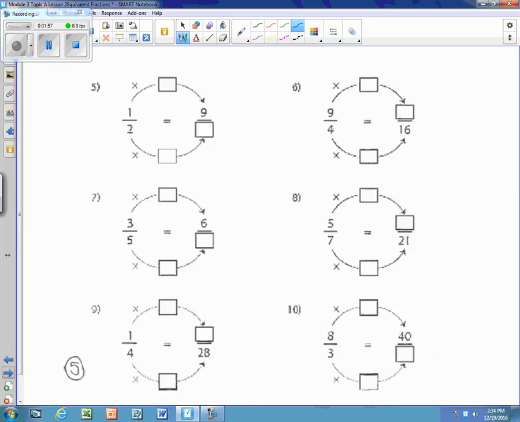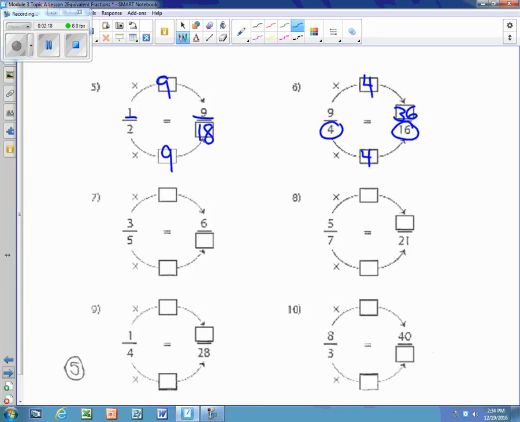Here's a couple of others. 1 times what is 9, because these two are the same. They both have numerators. So 1 times 9 is 9, so I have to put the 9 down here. 2 times 9 is 18. What did I do to the 4 to get to 16? I multiplied by 4, so I have to multiply by 4 in my numerator, and I get to my 36.